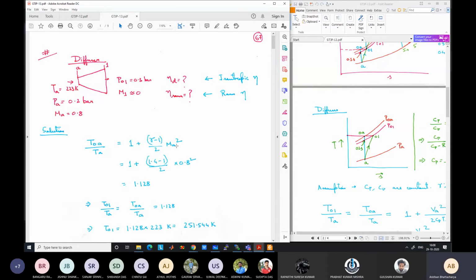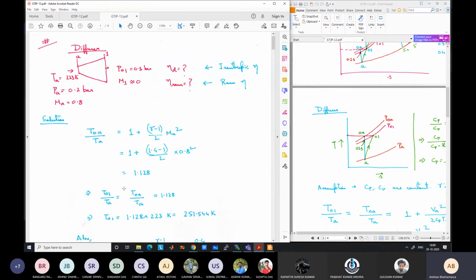MA is given as 0.8. So T0A by TA is 1 plus 0.2 times 0.8 squared, where gamma is 1.4 for air. Although it is not mentioned, this is air. So this value is 1.128. You can calculate T0A from this because TA is given, and T01 is equal to T0A. T01 is equal to 1.128 into 223, which is equal to 251.544 Kelvin. So the stagnation temperature at A is also 251.544 Kelvin.